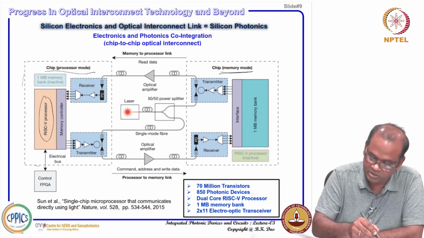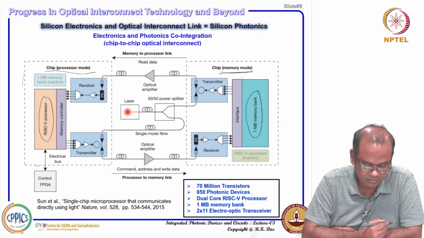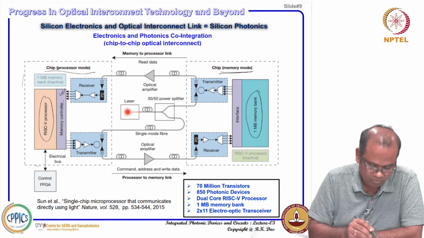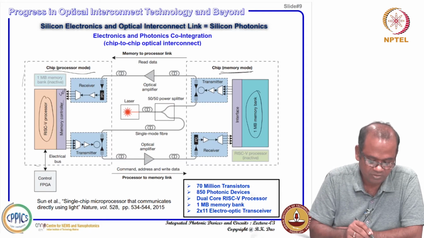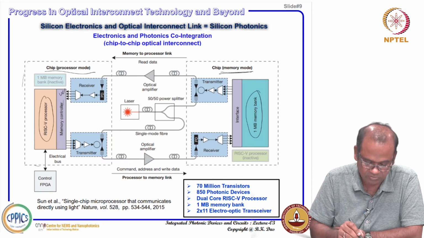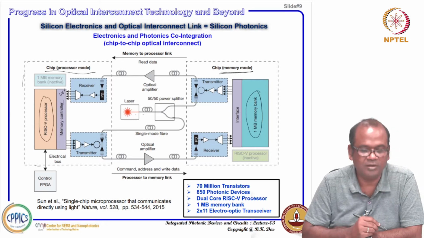So, the RISC-V processor is here, and here a 1 megabyte memory bank, and a memory controller, controller electronics, is there, where you can use some kind of serializer, deserializer for data. You can read out data, and this is your transmitter. What is there in the transmitter? You have a laser source, you have a fiber, and you are launching light here into this waveguide, and here you are using a ring resonator.